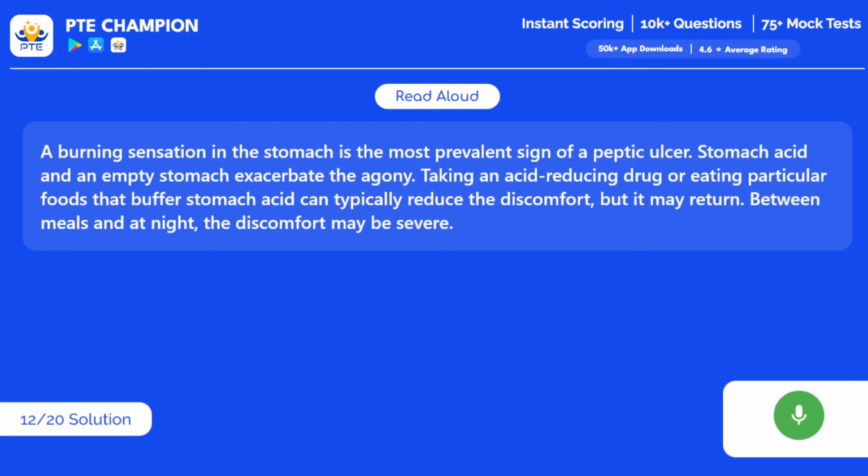A burning sensation in the stomach is the most prevalent sign of a peptic ulcer. Stomach acid and an empty stomach exacerbate the agony. Taking an acid-reducing drug or eating particular foods that buffer stomach acid can typically reduce the discomfort, but it may return. Between meals and at night, the discomfort may be severe.